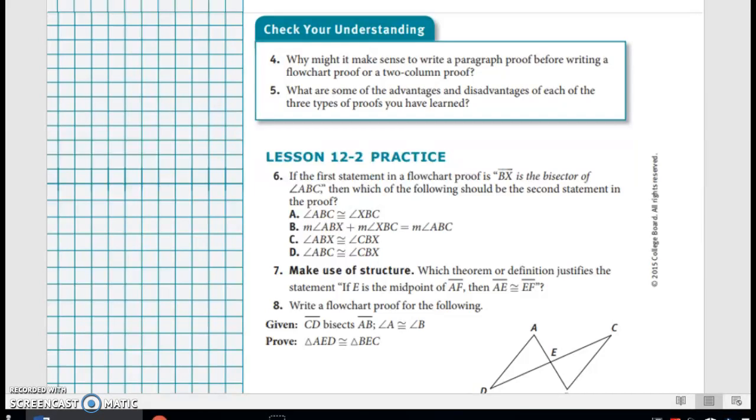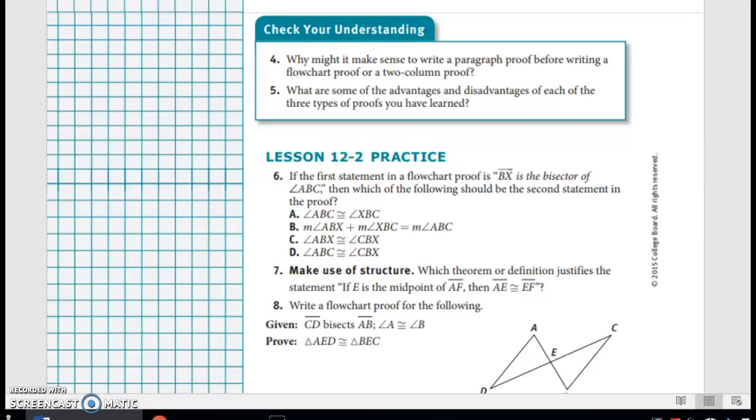So now I want you to try this again with number 5. Go ahead and pause the video, and work with your neighbor or groups. Number 5 says, what are some of the advantages and disadvantages of each of the 3 types of proofs you have learned? So hopefully there were some good discussions talking about the 3 different types.